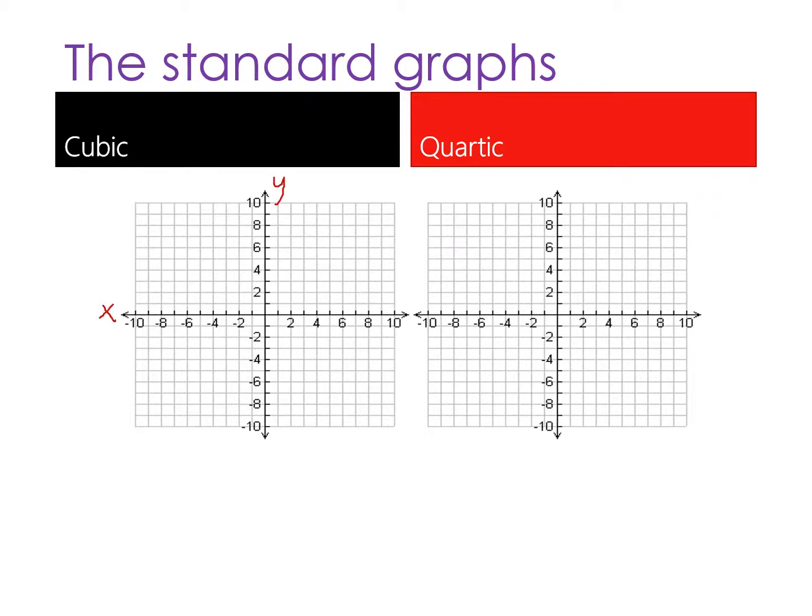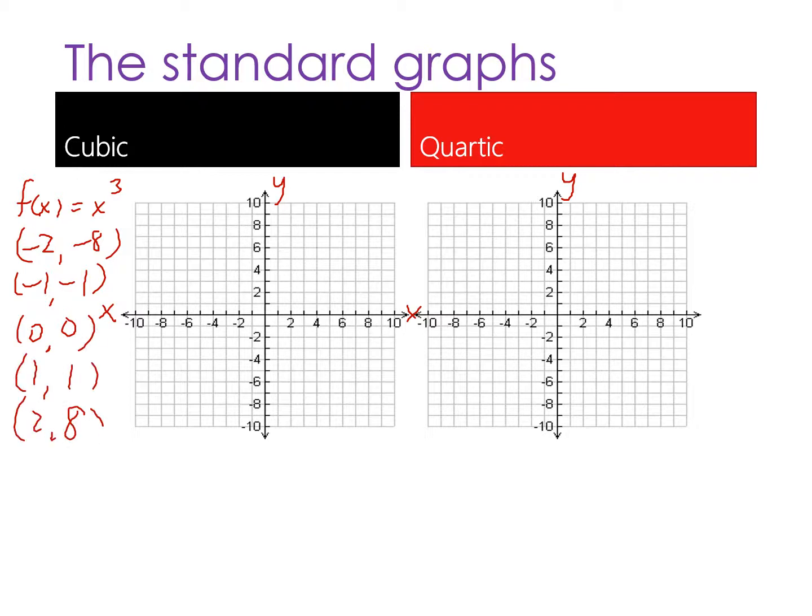X, Y. Start off with our parent function or parent points. So f of x equals x cubed: negative 2 cubed, negative 8. Negative 1 cubed, negative 1, 0 cubed, 0, 1 cubed, 1, 2 cubed, 8. And away you go with your points. 0, 0, 1, 1, 2, 8, negative 1, negative 1, negative 2, negative 8. And there's our x cubed.